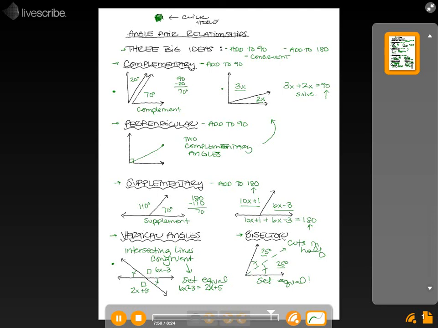And then vertical angles and your angle bisector are both going to be congruent. So if you set up an equation, you're going to set them equal to each other. Or if one is 50 degrees, the other one has to be 50 degrees. We'll do more work with this in class, but I want you to get a general idea of how they're grouped. The things that add to 90, the things that add to 180, and the things that are congruent. So make sure if you've got questions, you either go back and watch the video again or bring them to class next time.